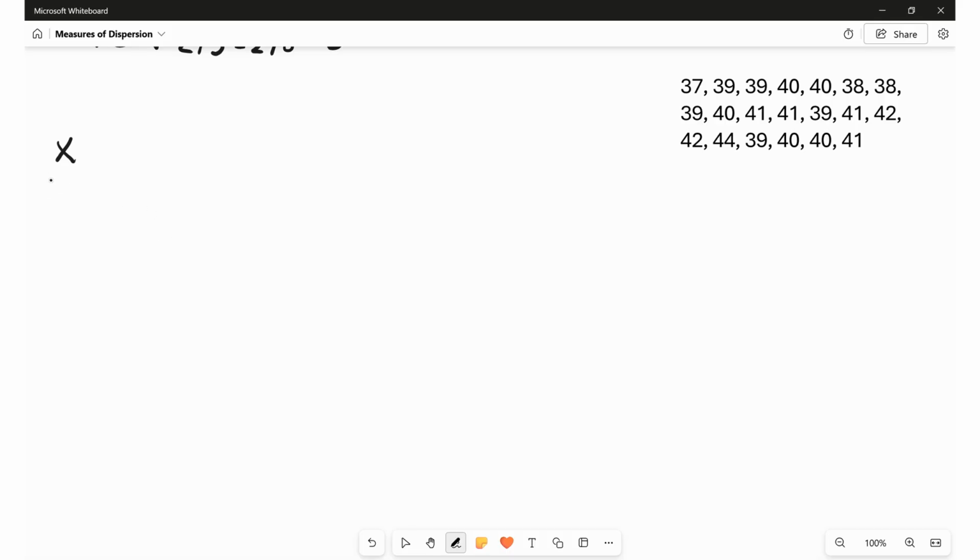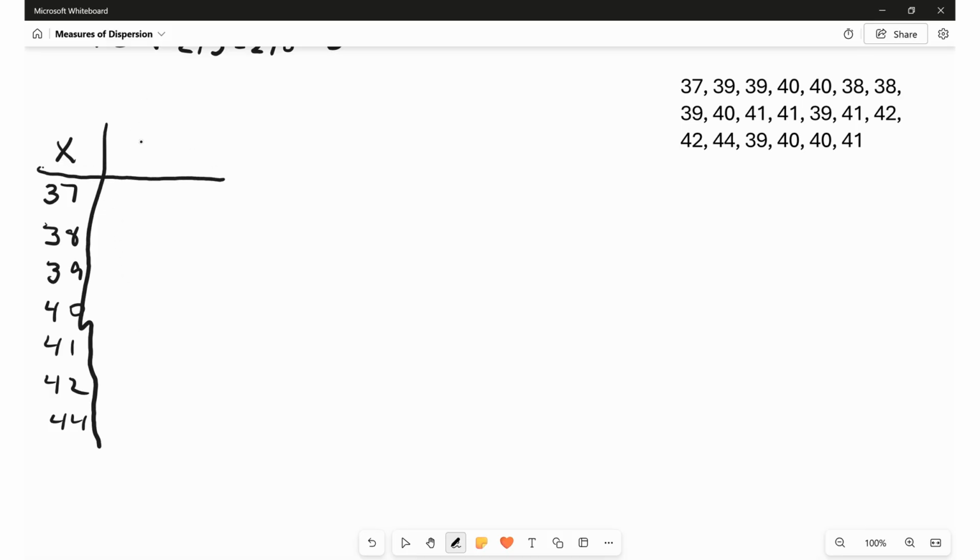So if we just write down the single values that are there: 37, 38, 39, 40, 41, 42, and 44. And what we are going to do here is create a frequency table.